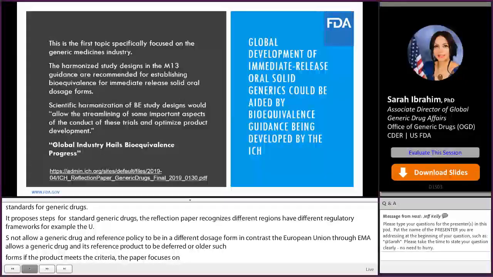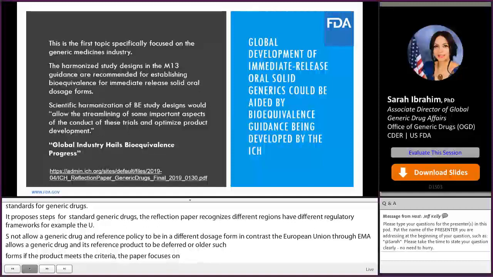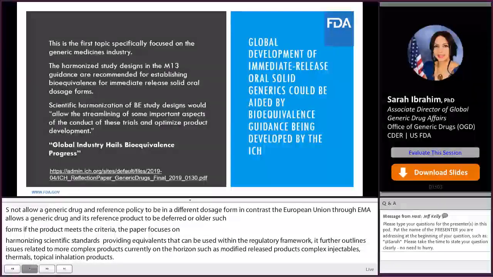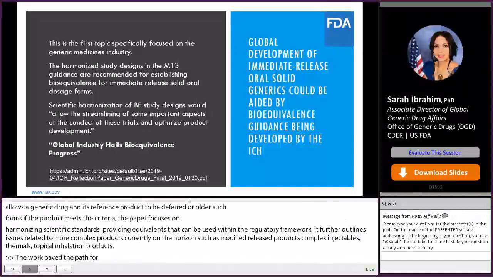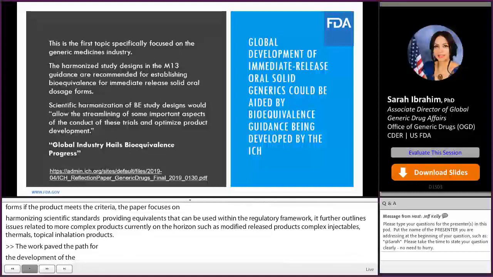The work of GDG paved the path for the development of the ICH M13 Expert Working Group, which was formed in July of 2020, and represents the first topic since the ICH reorganization in 2016 that is specifically focused on generic medications. M13, titled Bioequivalence for Immediate Release Solid Oral Dosage Forms, is the foundation for establishing the safety and efficacy of immediate release solid dosage generics.